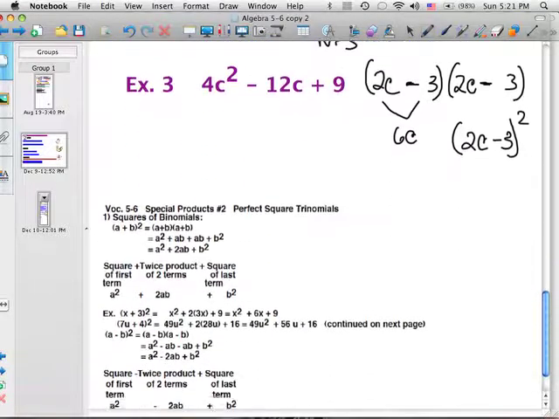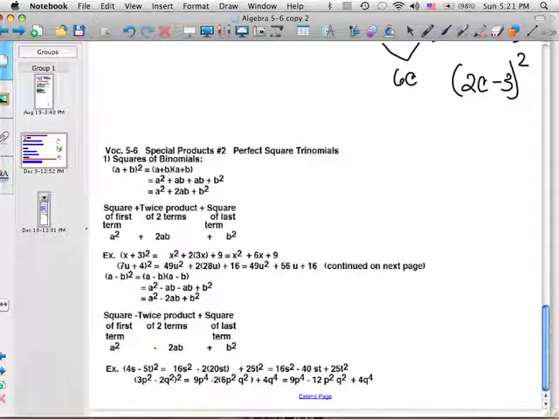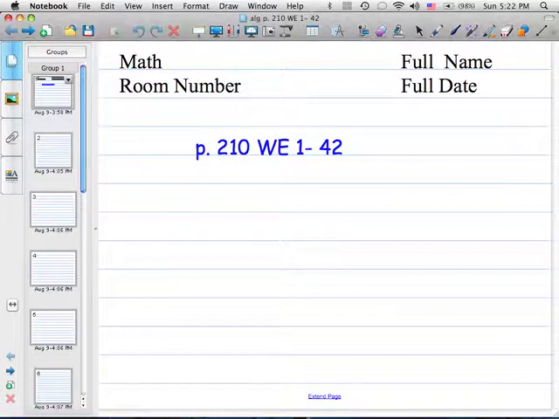If you would like to copy down the vocabulary at this time, it's here on the screen. You can pause me. And I'll assume you made that decision, and we'll move on to the evens. We're on 210, and we're doing problems 1 to 42.